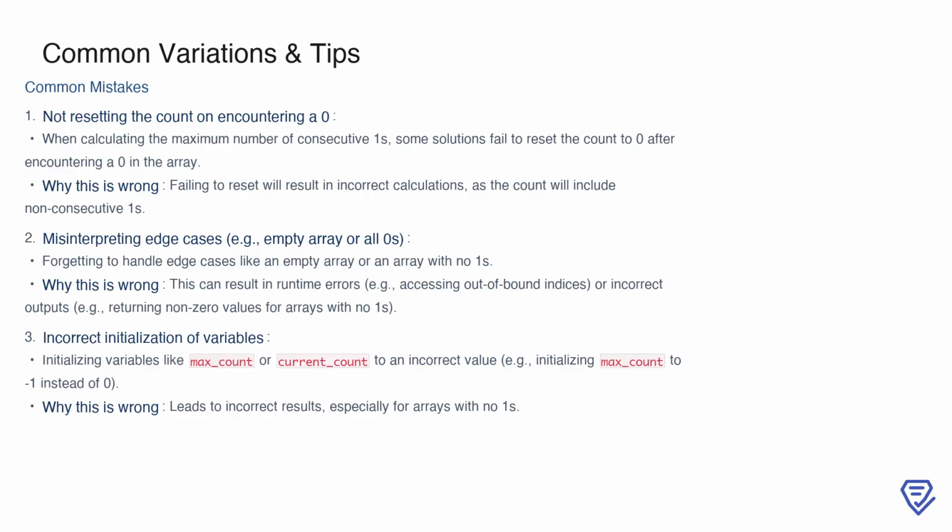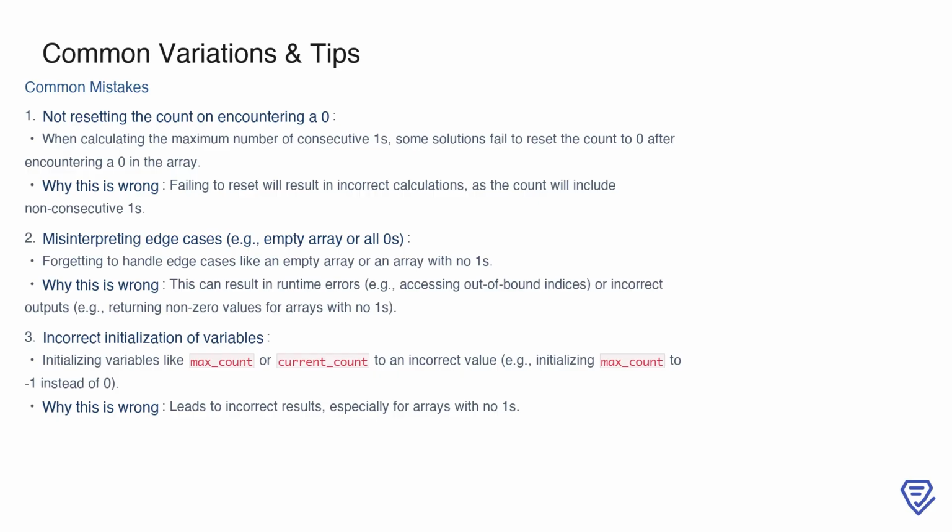When solving the max consecutive ones problem, there are a few common mistakes to watch out for. First, not resetting the count when a zero is encountered can lead to incorrect results. This happens because the count would continue to accumulate, even across non-consecutive ones, which defeats the purpose of the problem. Another common pitfall is misinterpreting edge cases, like an empty array or an array that contains only zeros.